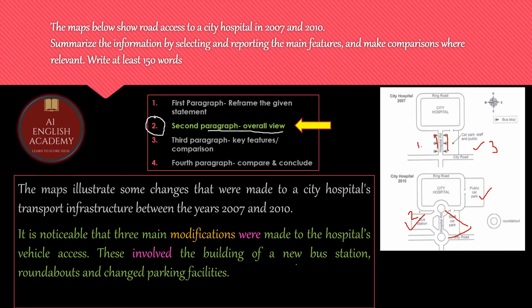Okay, now perfect. So you can see we are done with our overall view, and just in a brief way we have talked about the modifications, and we have used the past tense, and we have mentioned which modifications took place. So read it again. It is noticeable that three major modifications were made to the hospital's vehicle access. These involved the building of a new bus station, roundabouts, and changed parking facilities. Done. We are done with the second paragraph. Let's move to the third one now.